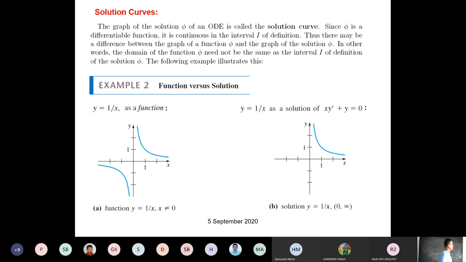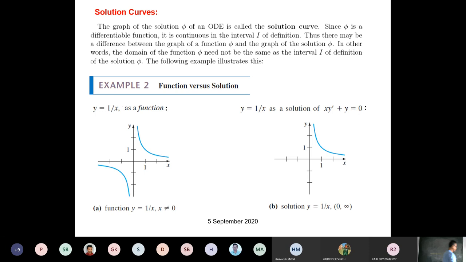Okay, see here, can everybody access the slide now? Yes, okay, fine. Now you can see on the right in the slide that the solution y equal to 1 by x, they have defined in the interval 0 to infinity. It is not necessary that 0 to infinity is the only interval of definition, but you could have used negative infinity to 0. I'm talking about the open interval. So this is the difference between your domain of definition of a function and interval of definition of the solution.